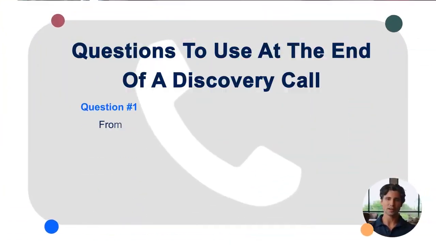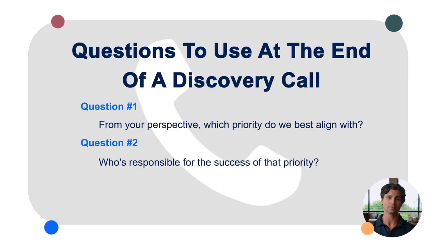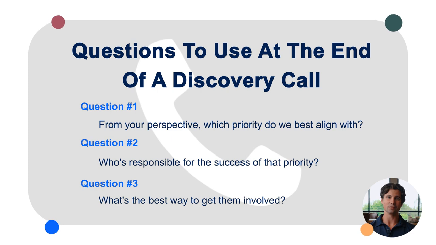And so the first question I lead with: From your perspective, which priority do we best align with? And then I go to question 2: Who's responsible for the success of that priority? Then I go to question 3: What's the best way to get them involved?